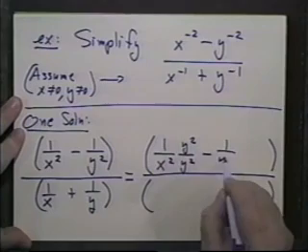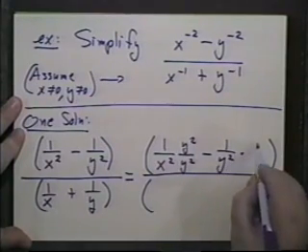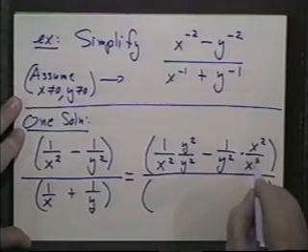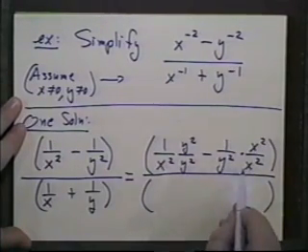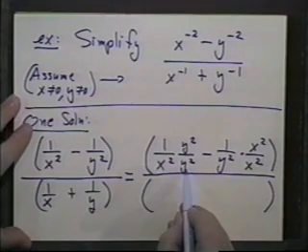Minus, do the same trick here. 1 over y squared, I will multiply top and bottom by x squared over x squared. Again, that's 1, no change. But now you notice the denominators are both x squared times y squared.